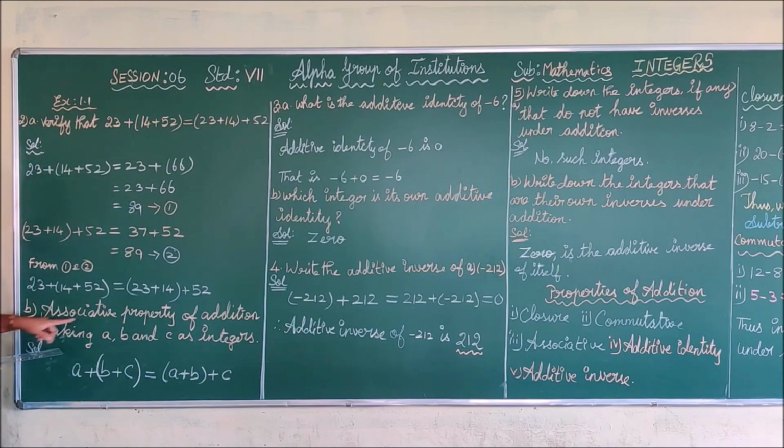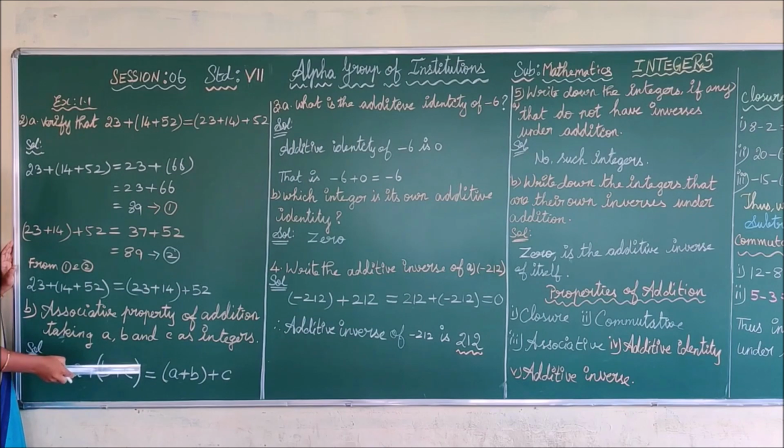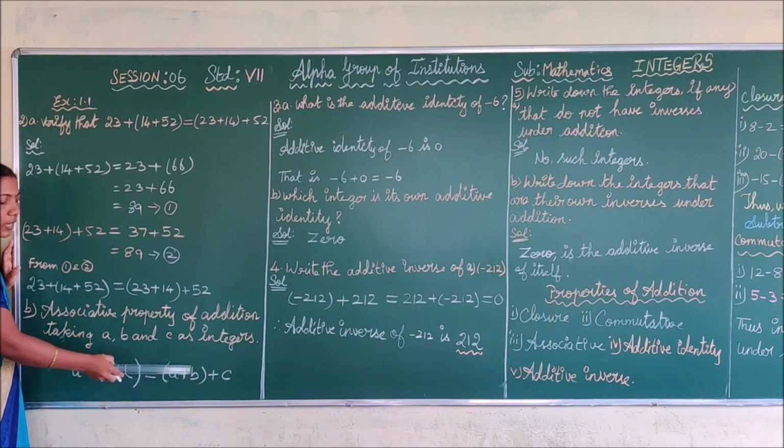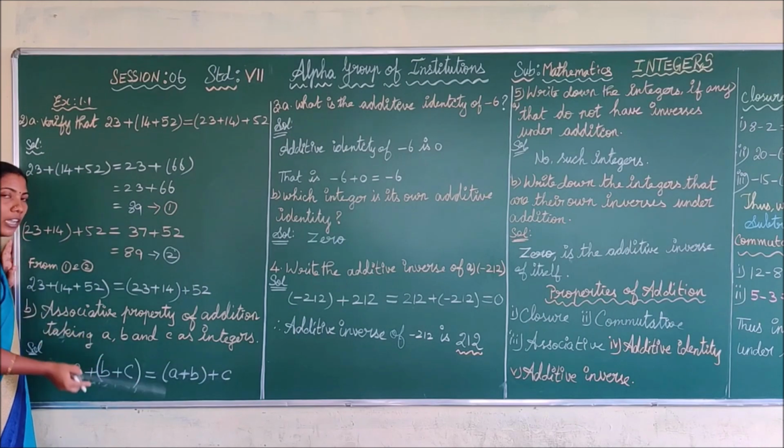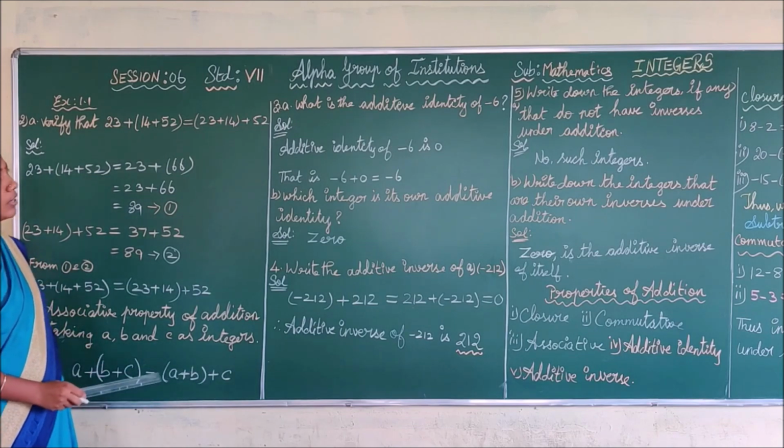You have to write the associative property of addition for taking the integers A, B and C. Okay. You have to write the associative property for addition of A, B and C. How can you write? A plus (B plus C) is equal to, now you have to change the bracket for the first two integers, (A plus B) plus C. You can also write (A plus B) plus C is equal to A plus (B plus C). Both are correct, children. See the next one.